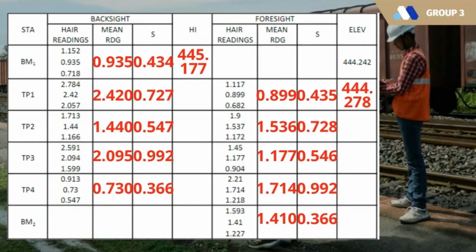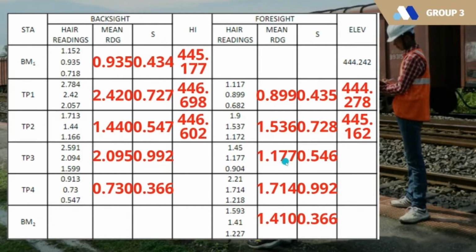So if you're wondering why we compute for the elevation first rather than the HI, it is because, if we recall, we need the presence of the elevation in order to compute for the HI. So after getting the elevation, we just repeat what we did in the first station until we complete the field note. So we're going to add the elevation and the mean reading, and we are able to get 446.698. Then next is to subtract the mean reading of the next station from the HI, and the result is 445.162. Then add again, the result is 446.602.